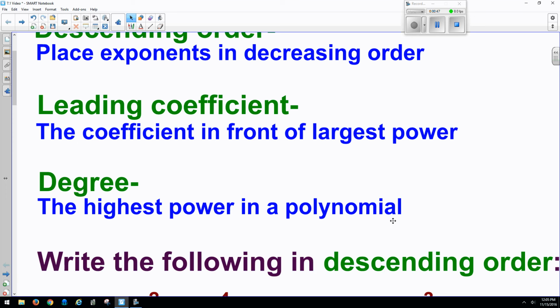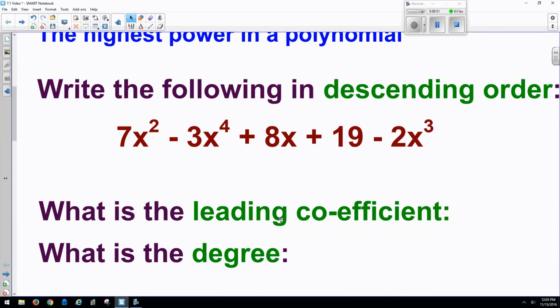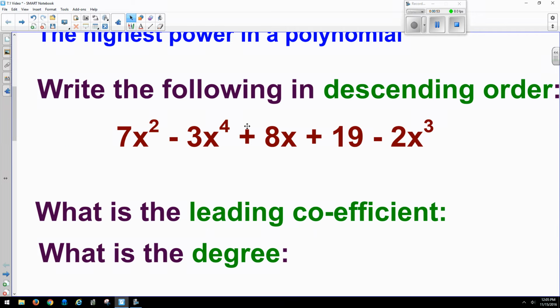So here are some examples. I'm going to start off by just writing this polynomial in descending order. I'm just going to look at the exponents, and I can see that this one right here has the highest exponent, so I'm just going to put that first. Negative 3x to the fourth. All right, so that one's out of there.